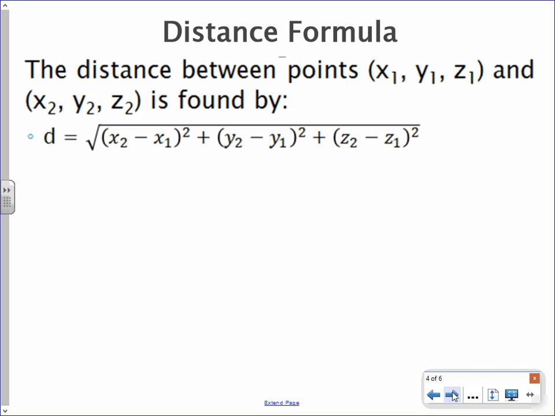Okay. We are still applying the Pythagorean theorem to make this distance formula, but what's happening is one of our legs of the triangle is in an XY plane, and then we have the height of Z, and so when you make the Pythagorean theorem, you end up getting this.